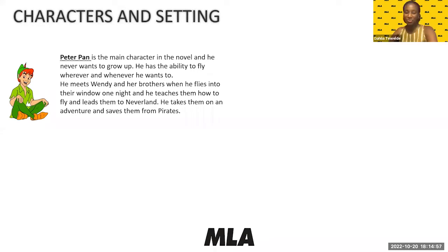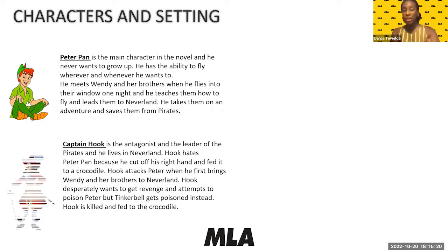Yeah, I think the first few are the easy ones, then it gets more difficult. Peter Pan, obviously, is the main character in the novel. He never wants to grow up. He has the ability to fly wherever and whenever he wants to. He meets Wendy and her brothers when he flies into their window one night, and he teaches them how to fly and leads them to Neverland. He takes them on an adventure and saves them from pirates. So that's the first one.